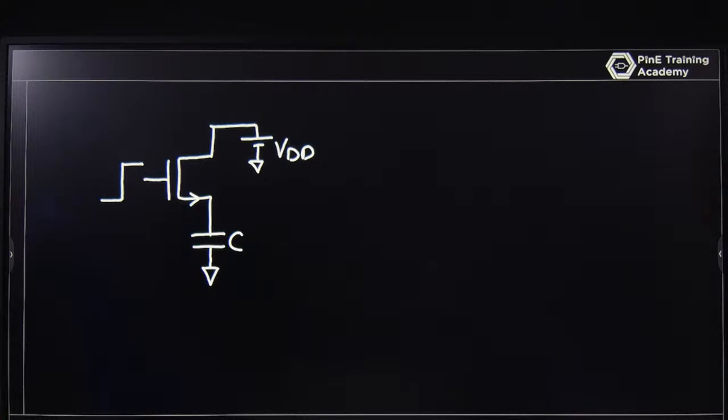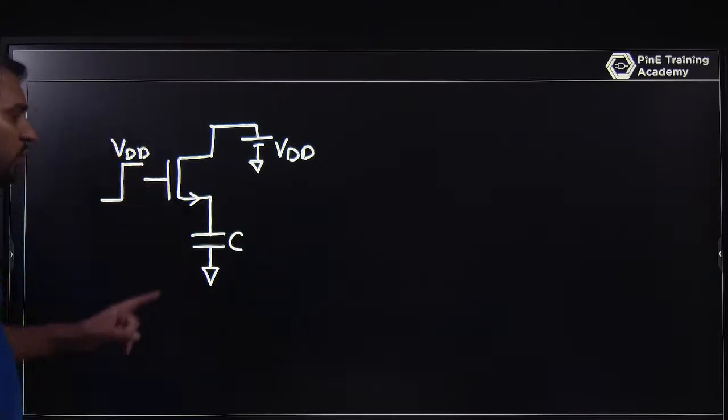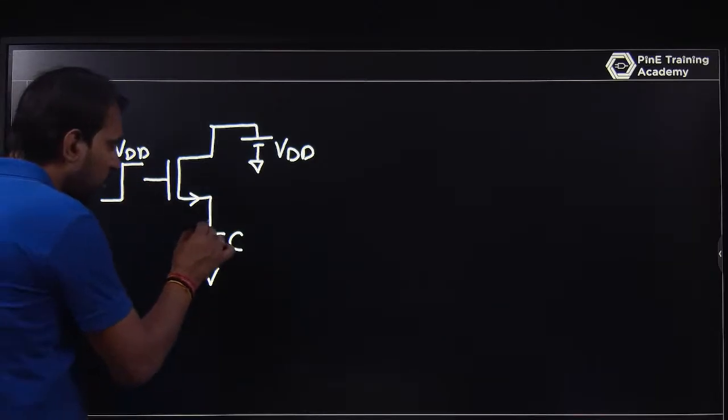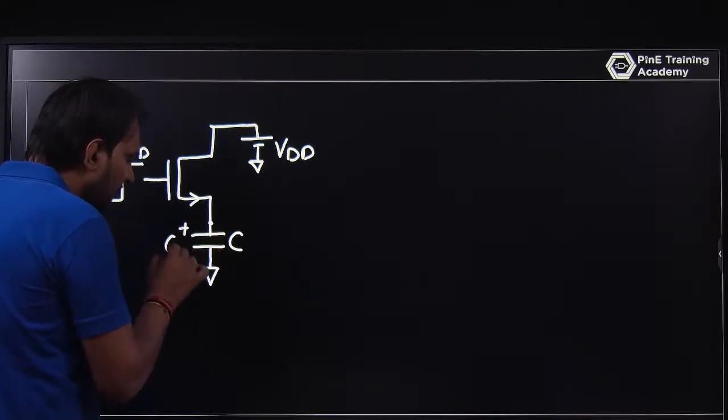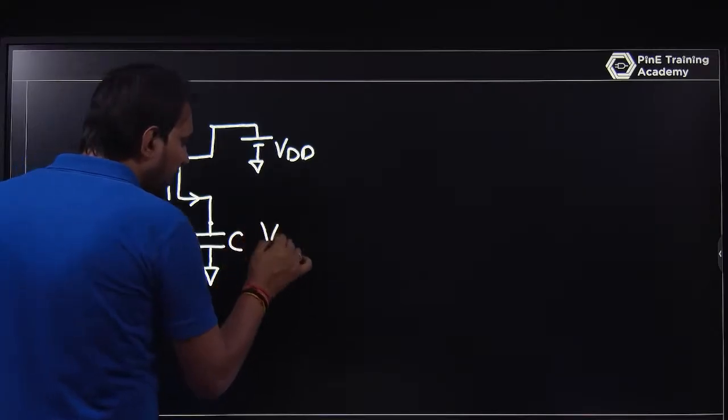So what is happening? The gate voltage is high, which means the gate voltage is VDD, and the source voltage is VC. The initial voltage across the capacitor is 0 volt, and I am calling this voltage VC.